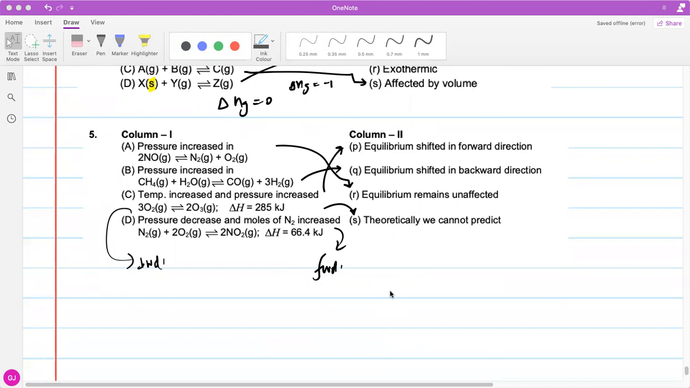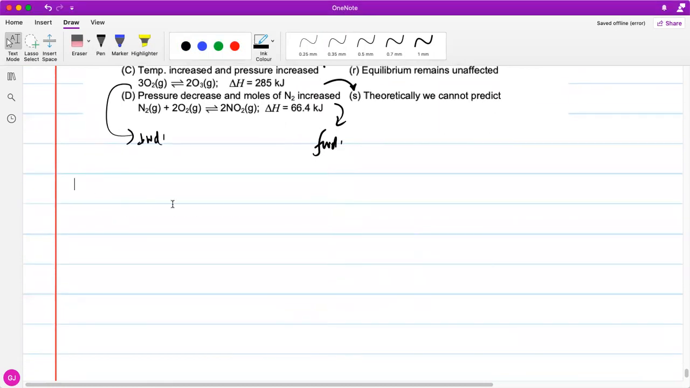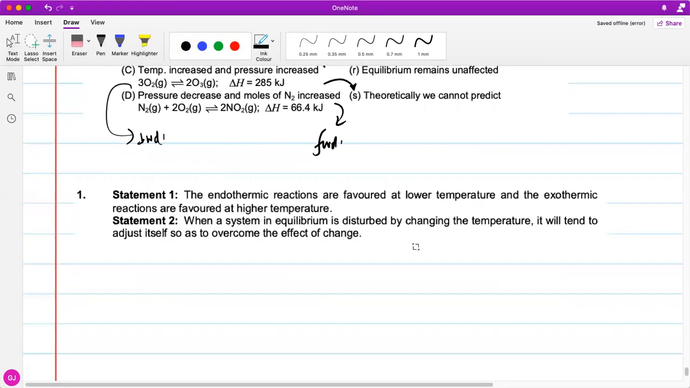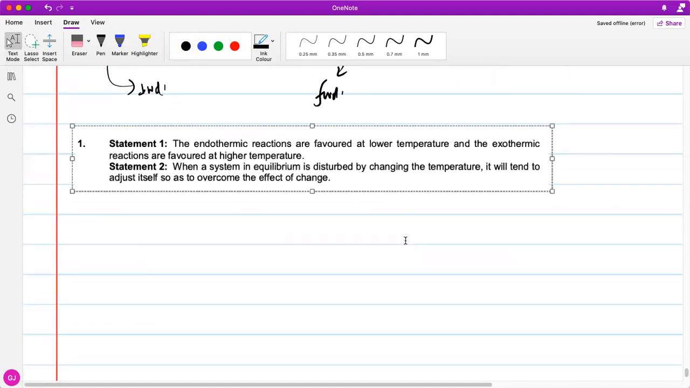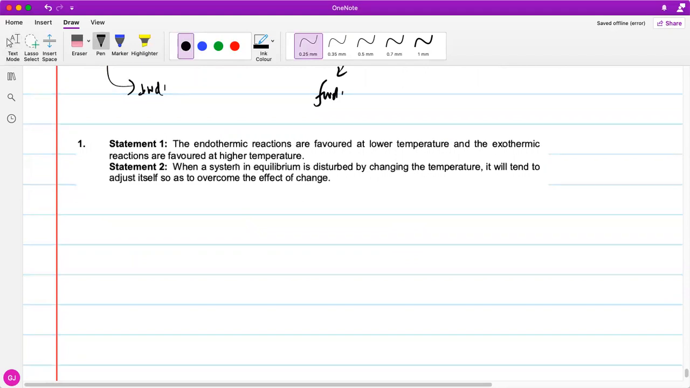Then assertion and reasons. Let's quickly go through them one by one. They generally are quite easy. And the way to answer the assertions reasons is, in a way, you have to read the statements individually, judge whether they are correct or not, and then look for whether statement 2 is an explanation for statement 1. So let's do that.